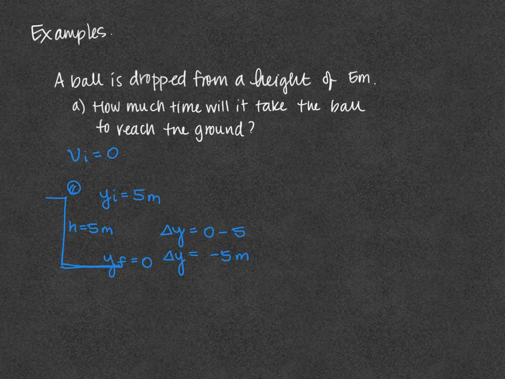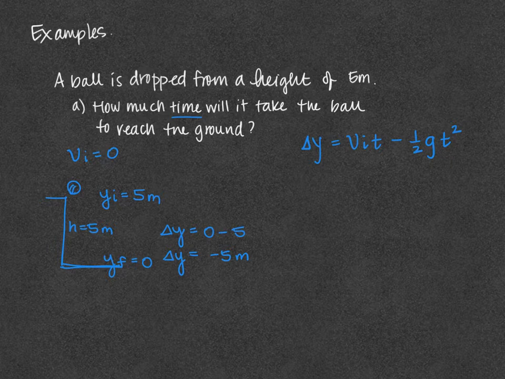Now I'm looking for how much time it will take. Now remember, we have our freefall equations we can use. For this one, if I have delta y, I know the initial velocity is 0. I know that it is in free fall, so the acceleration is due to the gravitational field. Then I can use delta y equals v initial t minus 1/2 gt squared.